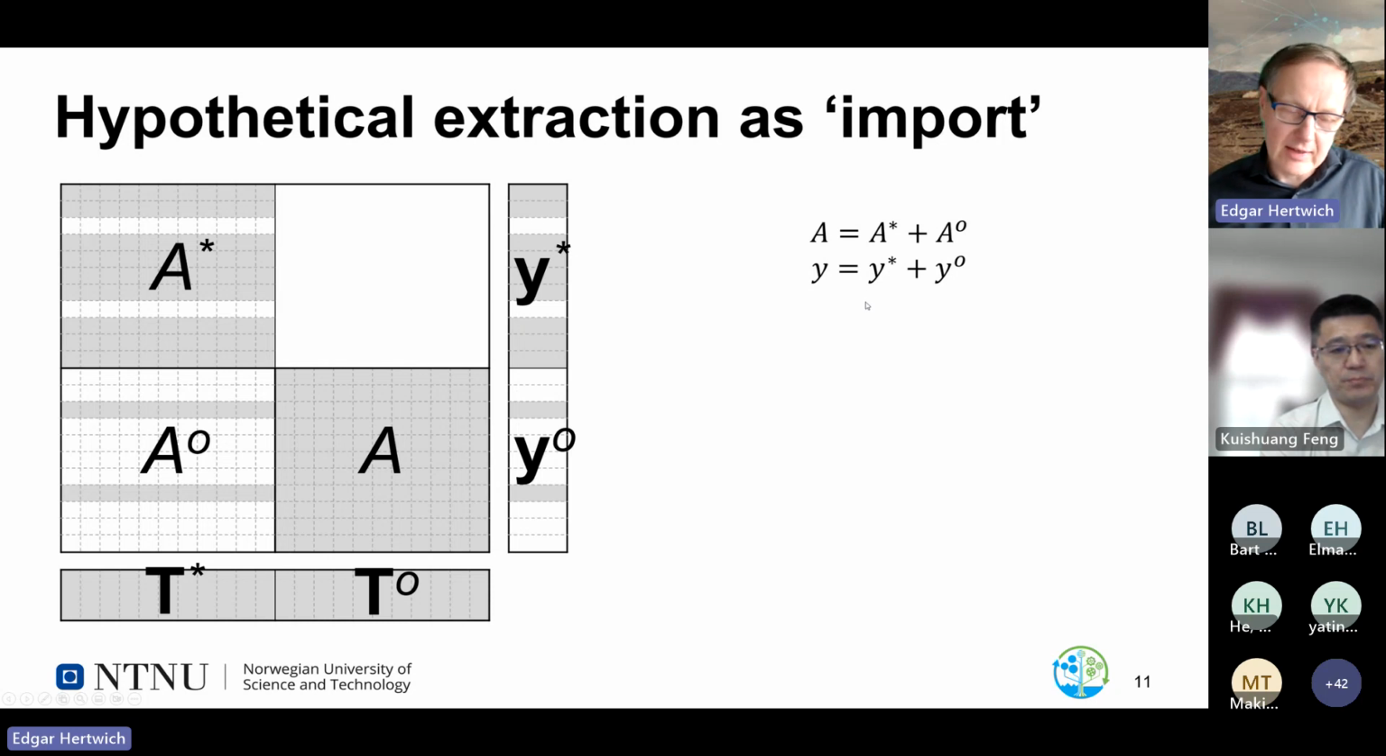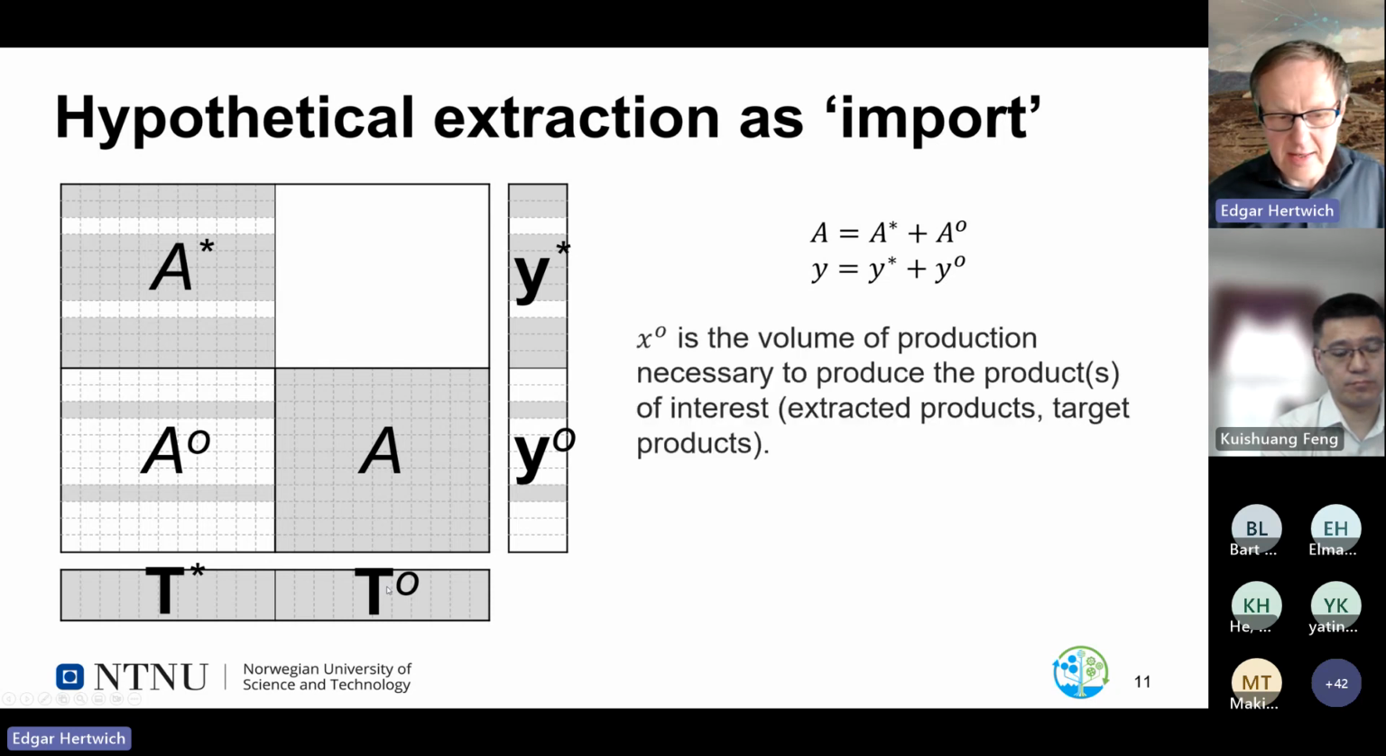So you have this identity here that describes the relationship of the variables. And of course, the assumption is that the coefficients of factor inputs are unchanged. So T star and T naught are the same. I just label them so that we can trace what comes from which system.